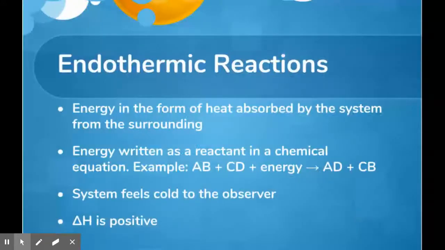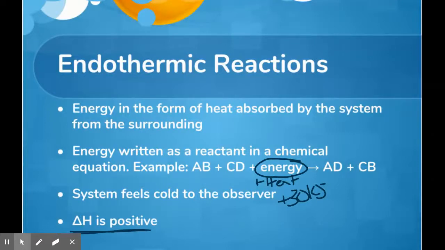Now let's take a look at endothermic reactions. In an endothermic reaction, energy in the form of heat is absorbed by the system from the surroundings. So in general, it's going to make the system feel cold to the observer. When we're writing an equation for an endothermic reaction, energy or heat or kilojoules is going to be written as a reactant because that is going to be used up and absorbed by the reaction. Our delta H for an endothermic reaction is positive because, again, heat is flowing into the system. Heat is being used up.